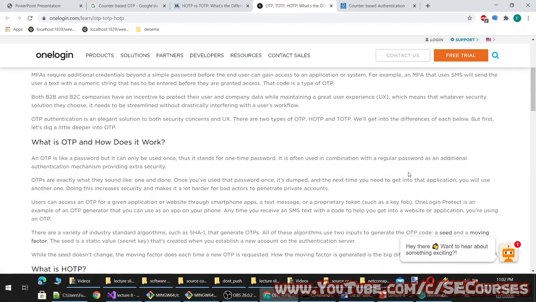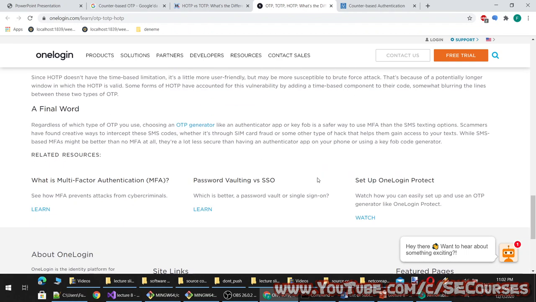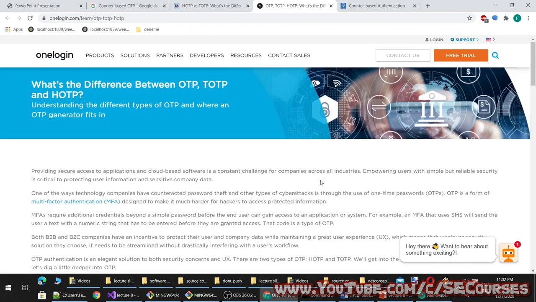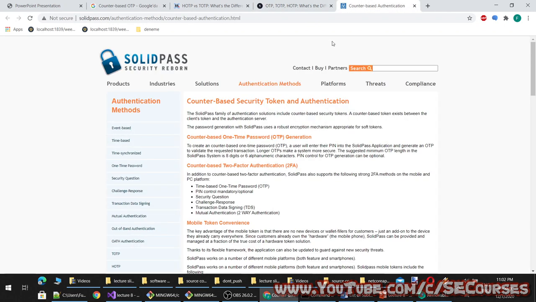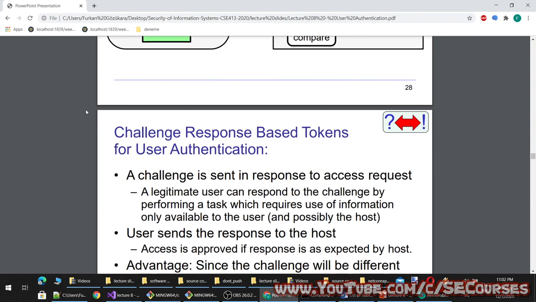Okay, so basically you get a device and you synchronize it with the server. Then by using that device you can generate a token, synchronized with the remote server, and by using that token you can log into your application, server, website, whatever you are using. Okay, this is the basic idea.